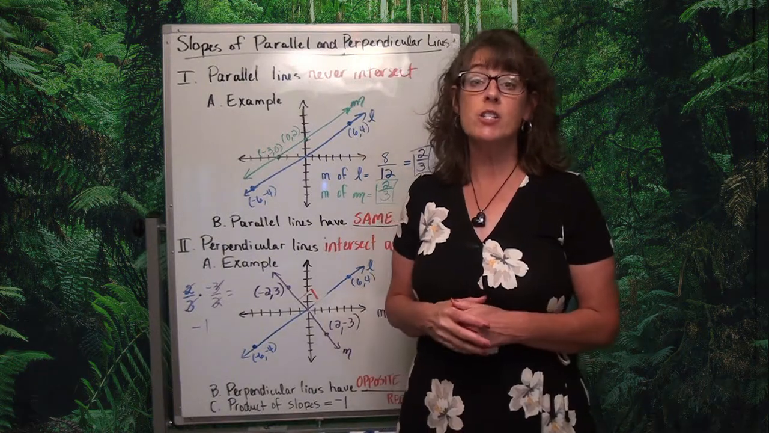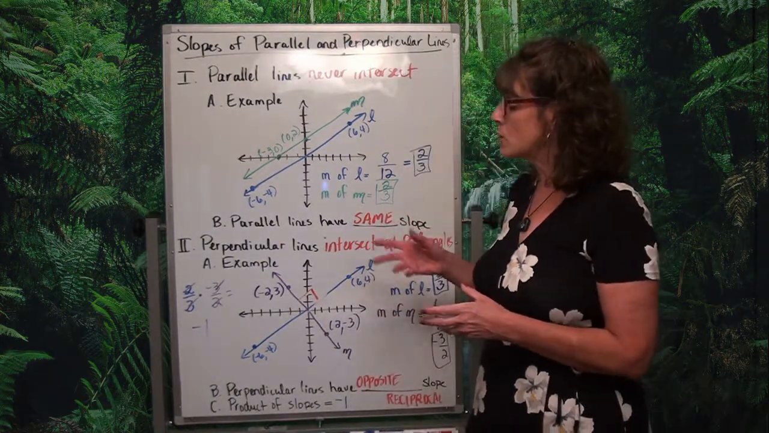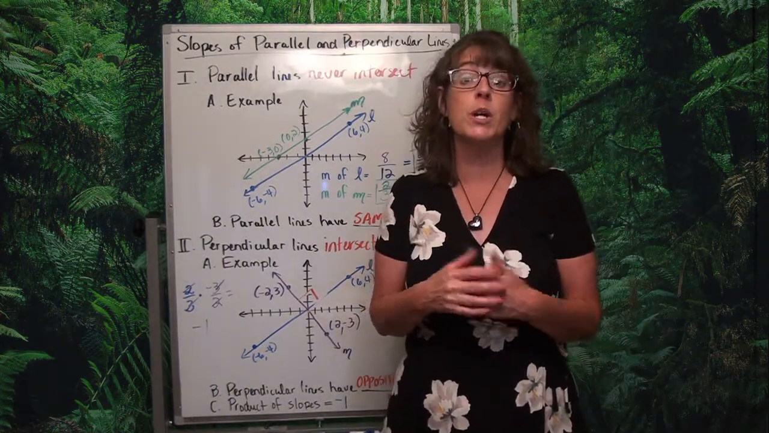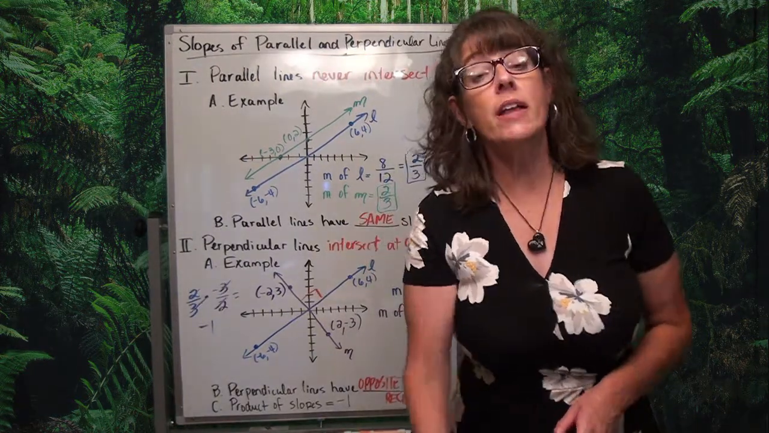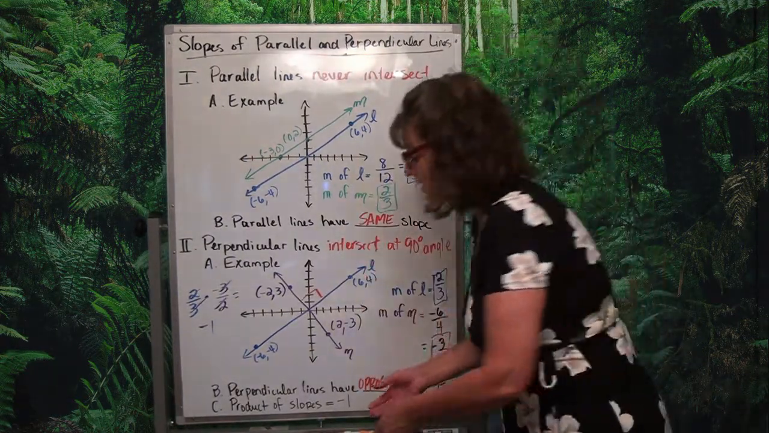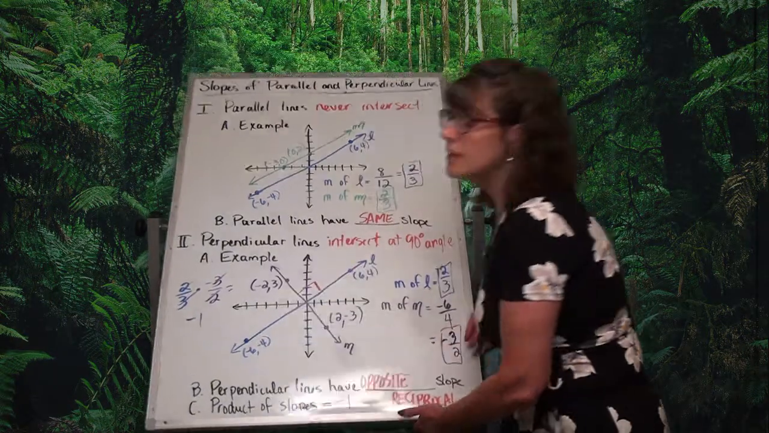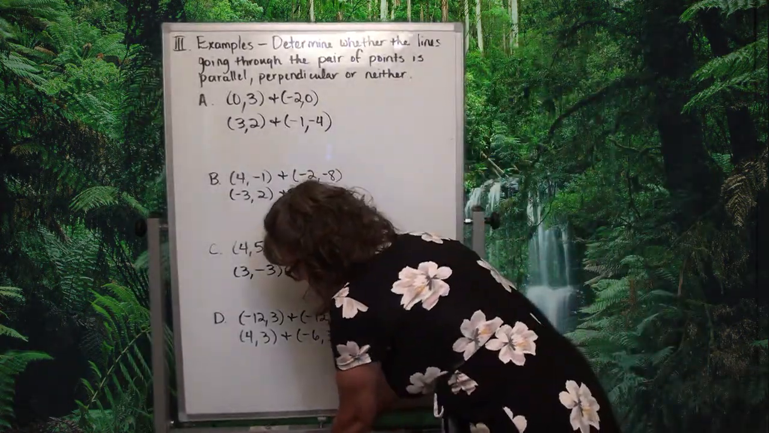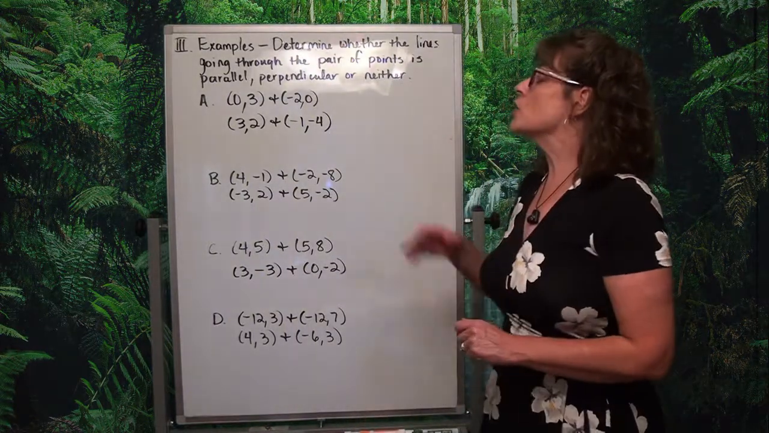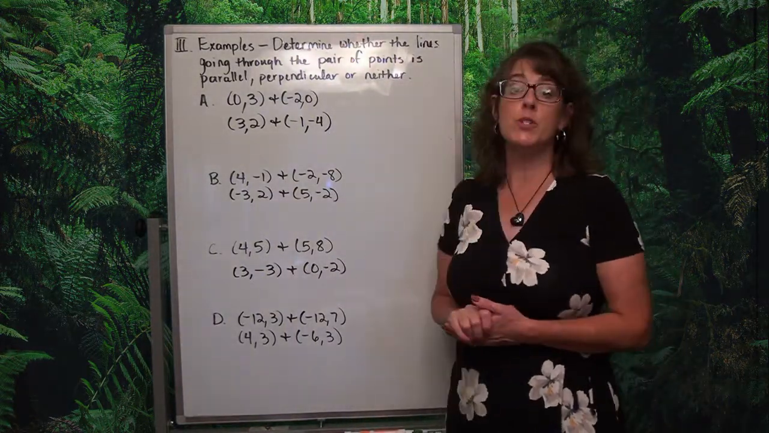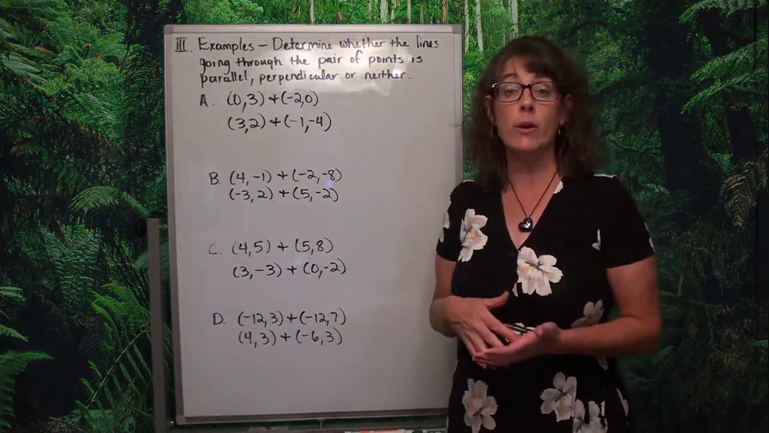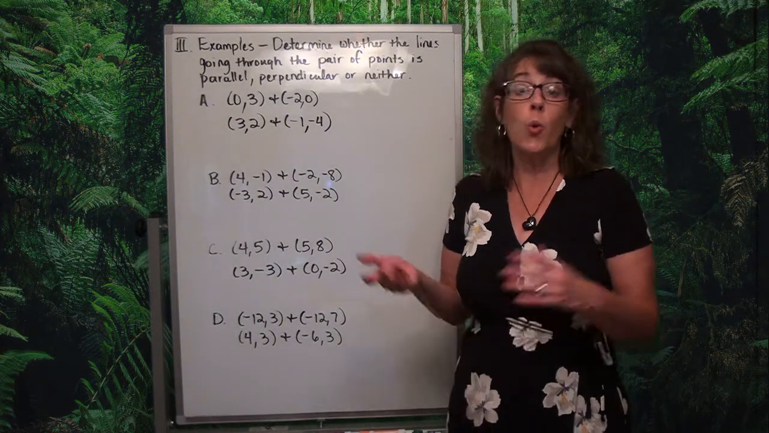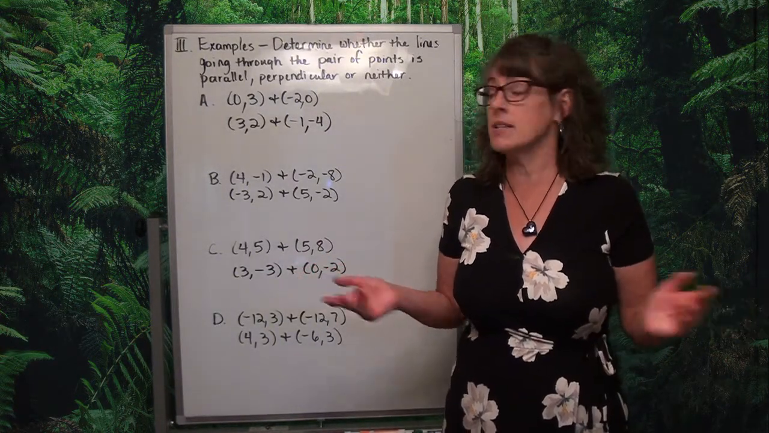So now let's take a look at some examples. And what we're going to do in these examples is we're going to compute slopes and we're going to compare them. Okay, so now let's take a look at some things that we can do with these ideas of perpendicular lines having opposite reciprocal slopes and parallel lines having the same slope. So in these examples, what we're going to do is determine whether the lines are parallel or perpendicular to each other, or maybe they're neither of those cases.